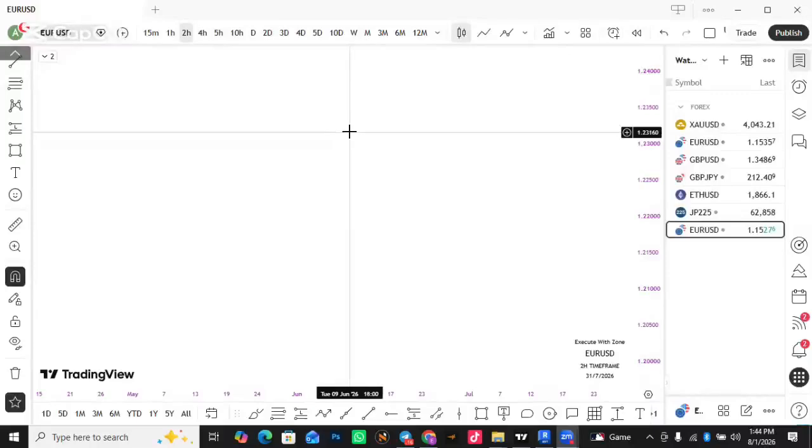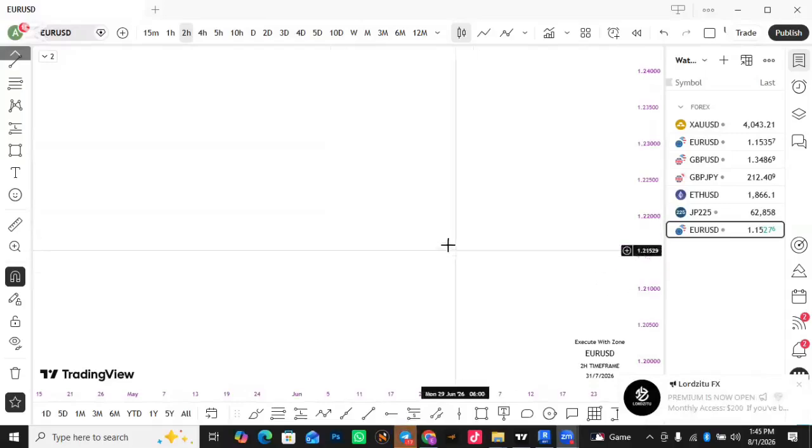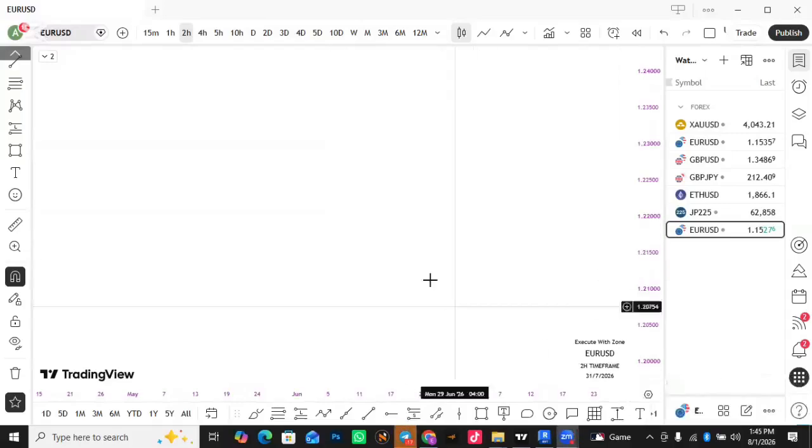Let me ask you one question. Why does price move? We come to the chart every day. We see bullish move, bearish move, sideways move. But why is price moving in particular? That is what we will learn in this new series I'm about to start.